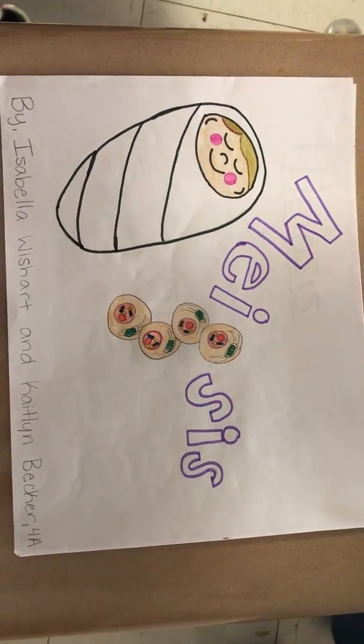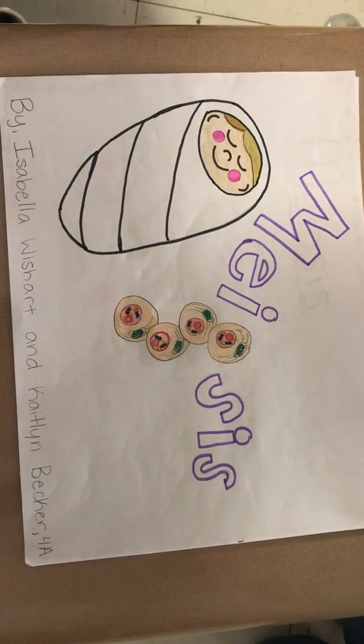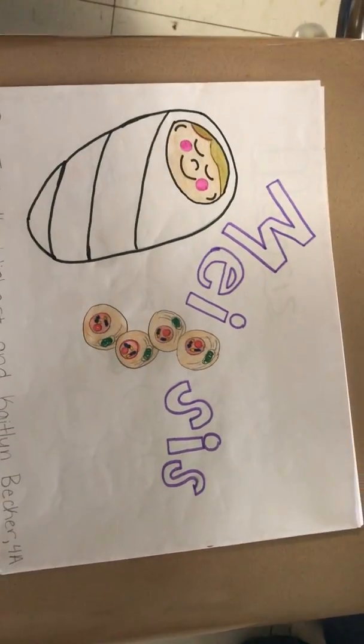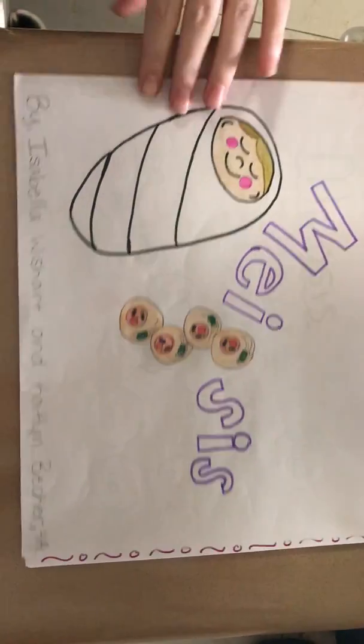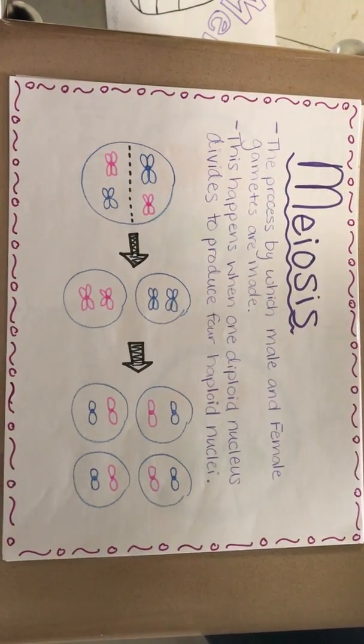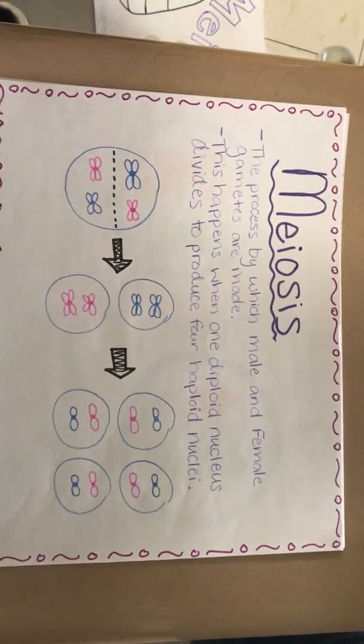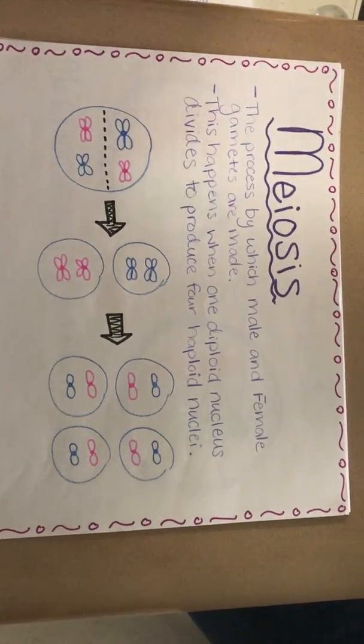You may know an egg and sperm cell make a baby, but how do we even get egg and sperm cells? Well, the process used is meiosis, not to be confused with mitosis. So what is the definition of meiosis? Well, it's the process by which male and female gametes are made. This happens when one diploid nucleus divides to produce 4 haploid nuclei.